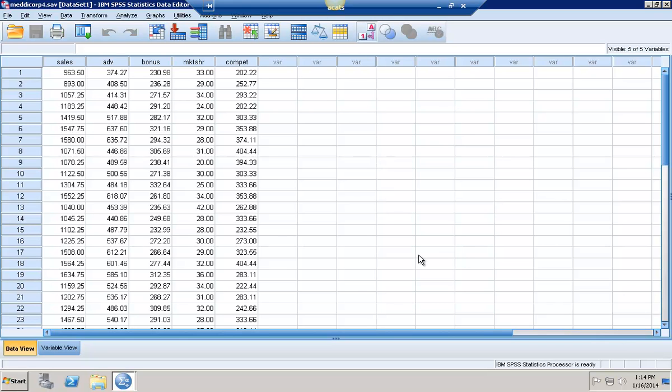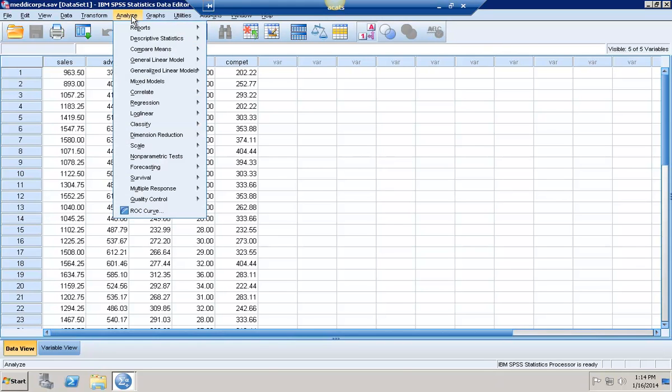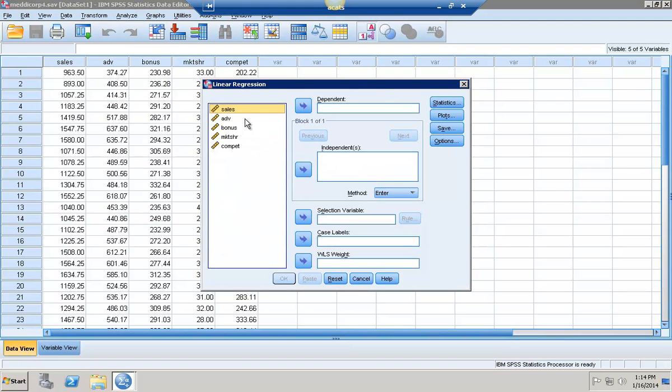And in my reduced model, I'm only going to use sales, advertising, and bonus. So my dependent variable sales will be regressed upon advertising and bonus. So I'm going to go into Analyze, Regression, and then Linear. My dependent variable is sales. My independent variables are advertising and bonus. So I'll put those in there.